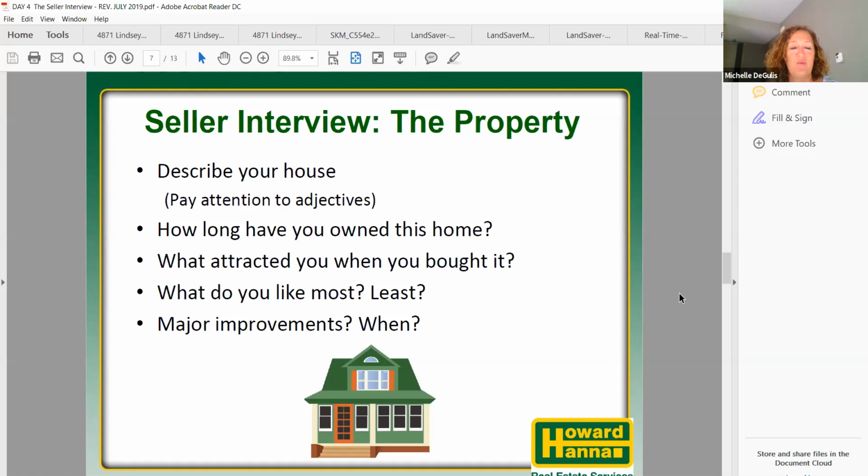If you ask me that question, what do I like most about my home? I would probably say it is my back patio and the coziness of my home. What do I like least? It has no closet space.